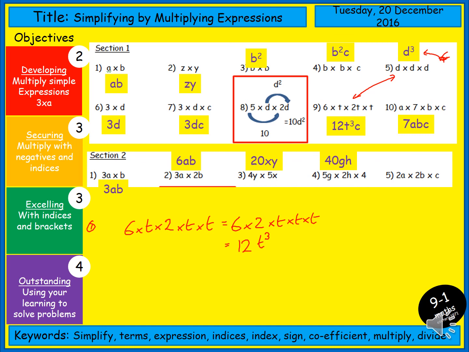And last one, we've got 2a times 2b times c, so that would be 4abc. So times the numbers to get 4, times the letters to get abc.